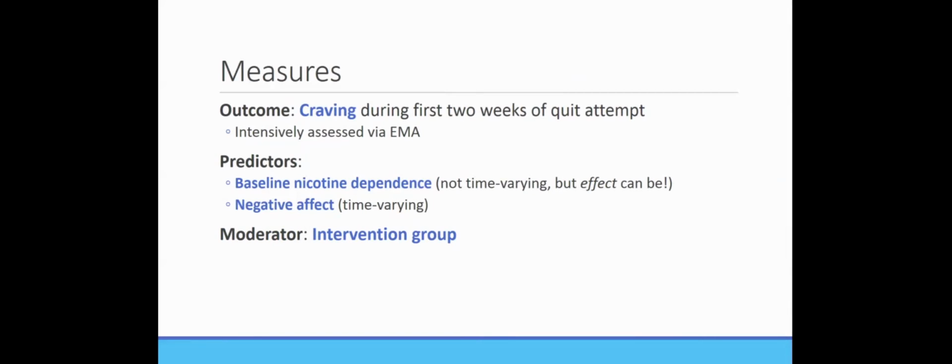We had 2 predictors. One of them was baseline nicotine dependence. This is a static characteristic of the individuals at time of randomization to treatment. Their level of nicotine dependence before they quit was assessed. So again, the predictor is not time varying, but its effect certainly can be time varying, and we'll see an example of that in a moment. The other predictor was in fact time varying, and it was their momentary mood, their negative affect specifically. And then we had a moderator, the placebo versus the intervention group. So we had 4 variables.